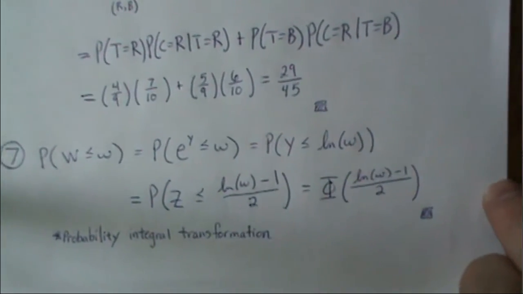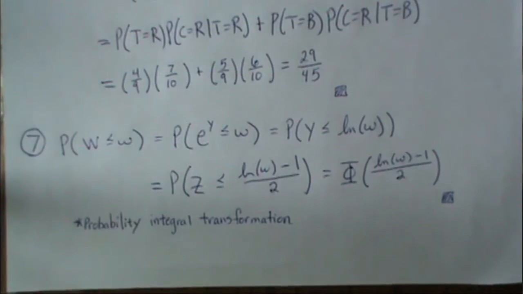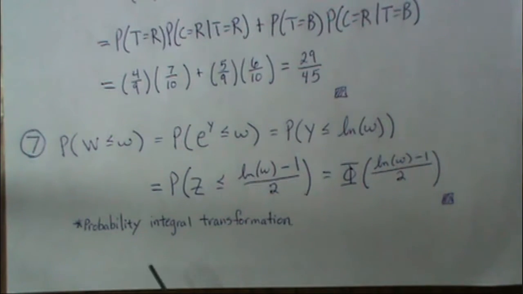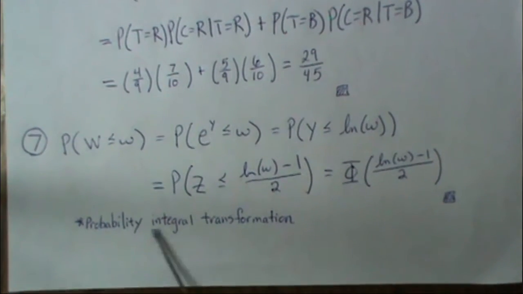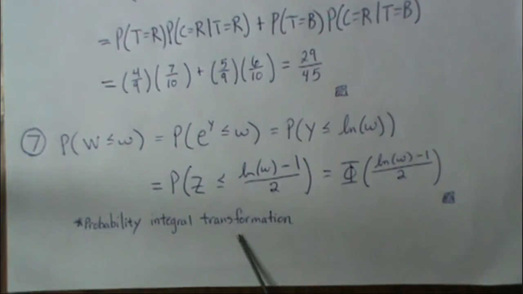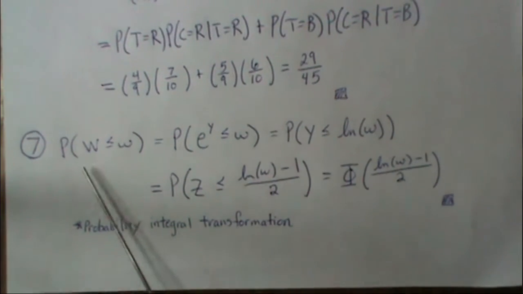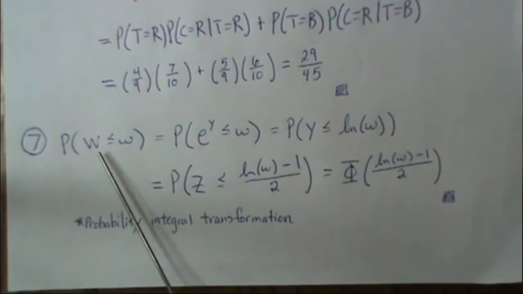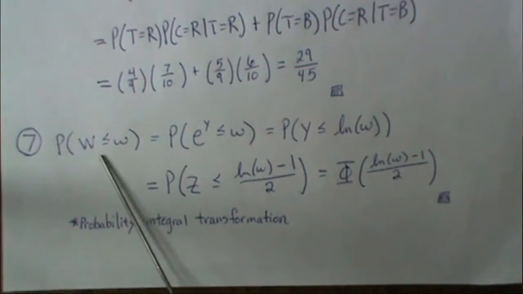So number 7 says, which of the following random variables has a uniform distribution. I'm going to write down the probability integral transformation. If you want more detail on this, what it says is that the CDF, or the cumulative distribution function, of a continuous random variable is distributed uniformly over 0 to 1. So if we find the CDF of W, then this is a uniform distribution.